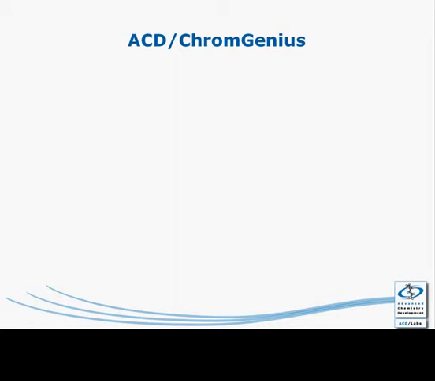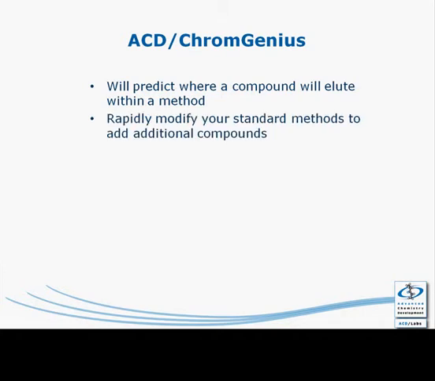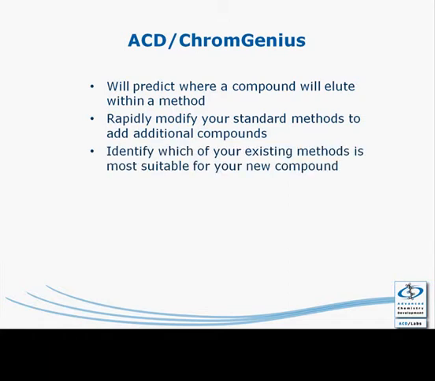ACD Chrome Genius will predict where a compound will elute within a method. You'll be able to rapidly modify your standard methods to add additional compounds. If you have more than one generic method, it will identify which of your methods is most suitable for that new compound. You will save considerable time in method development.